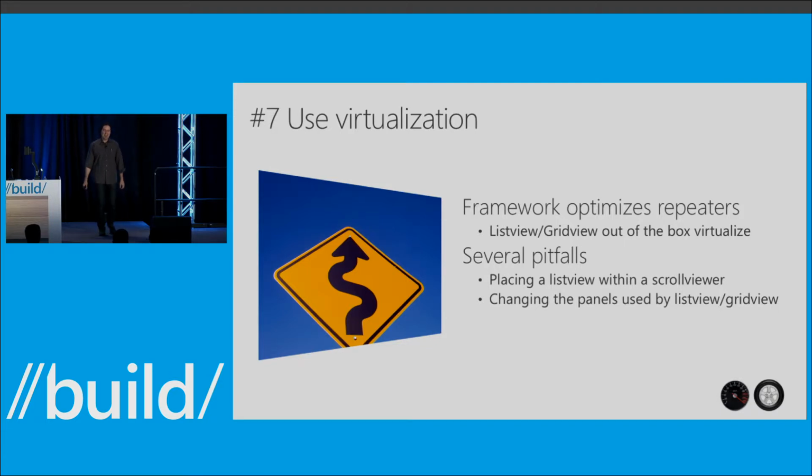Gotcha. Another common one is you can change the panels. You can restyle and retemplate the panels used in a list view or grid view. And the panels we use by default are virtualizing panels, I think virtualizing stack panel and items wrap grid. If you restyle list view or grid view, you can also disable virtualization. So this is a really important hairpin turn for you to know about and know how to look for.